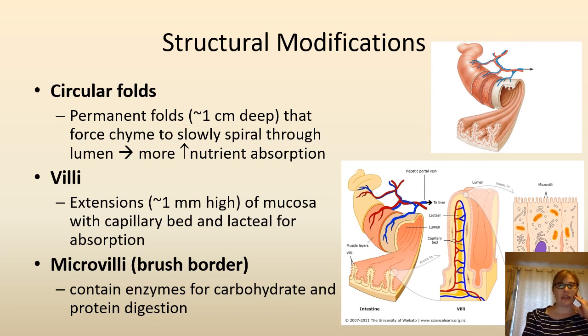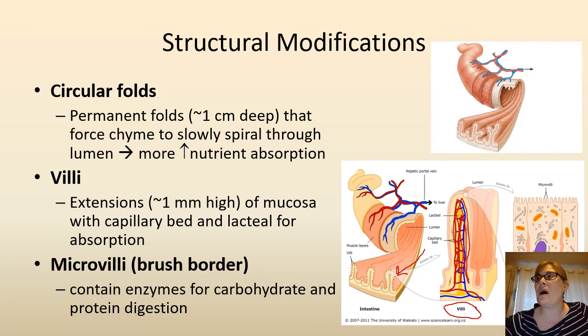So then we have the villi, and those are little tiny finger-like projections that are on the surface of these circular folds. And this is what each one looks like. In the middle of each villus, you see blood vessels right in here. You're also going to see lacteals, which we discussed before. So your lacteals are part of your lymphatic system, and their job is going to be to absorb fat.